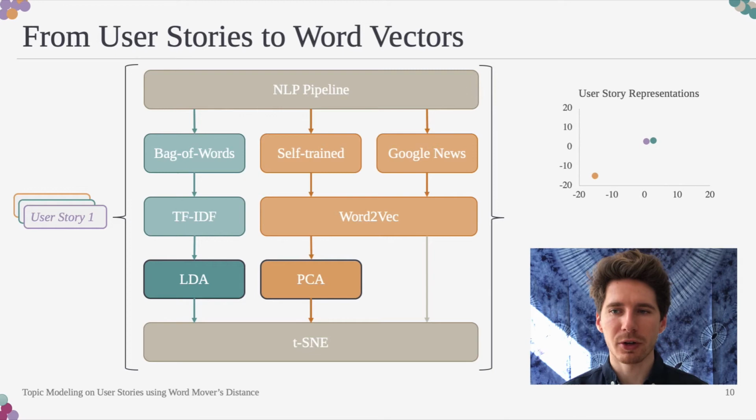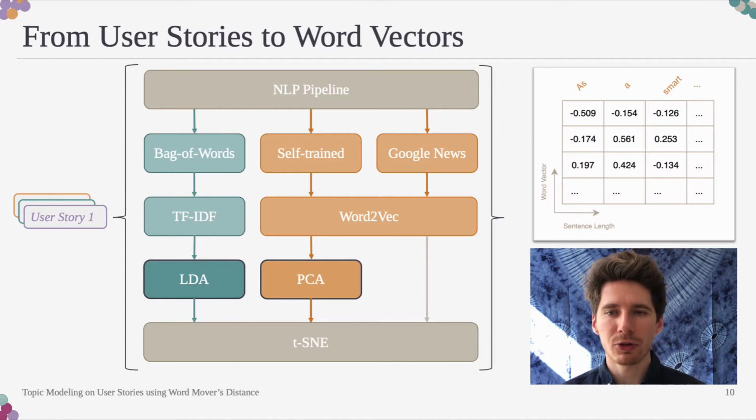Our second approach is a combination of word2vec and principal component analysis. Here we use word2vec to build matrices of word vectors for each requirement. So for each sentence, we replace the words, such as smart homeowner and so forth, with a corresponding word vector, and we concatenate these word vectors so we end up with a matrix which has the width of the sentence length. We do this twice, once with self-trained word vectors which are trained on our vocabulary, and once with Google News word vectors which were trained on the Google News dataset.